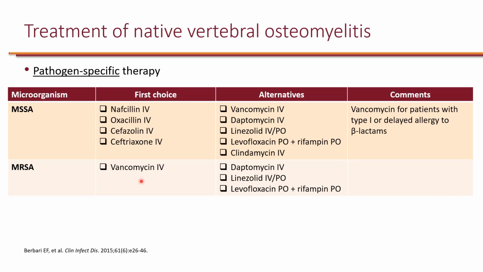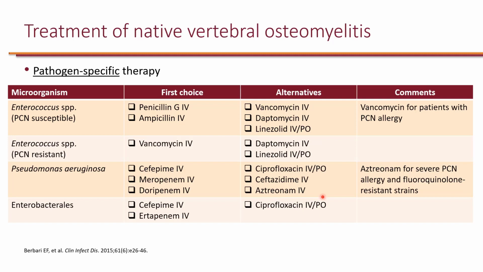So vancomycin is very safe and effective for osteomyelitis due to MRSA. Now, alternatively, we also have the option with daptomycin, linezolid, and of course the combination of levofloxacin and rifampin. For enterococcus that's penicillin susceptible, either penicillin or ampicillin is drug of choice. And of course, alternatively, we can use vancomycin, daptomycin, and linezolid.